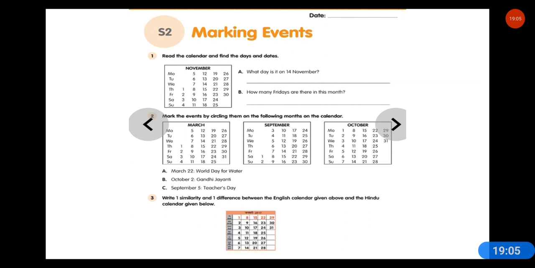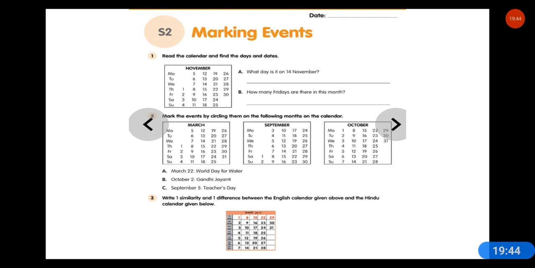This is your workbook. Just look carefully at what you have to do here. You have to write what day it is on 14th November. You have to find the day. Day means Sunday, Monday, Tuesday, whatever. So on 14th November, what day is written here? Which day is it? How many Fridays are there in this month? Means in the month of November, how many Fridays are there?